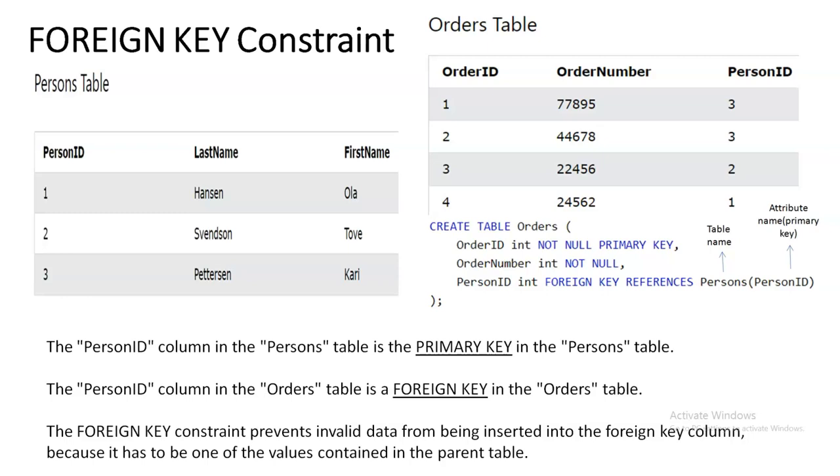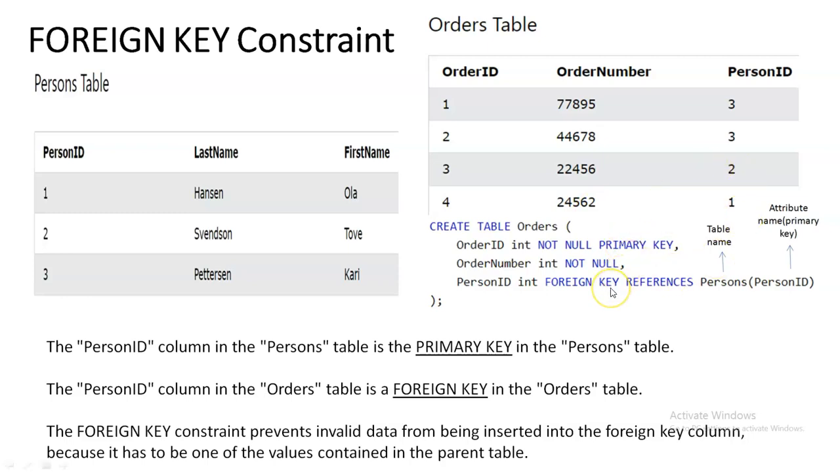Suppose I am trying to insert a record in the orders table with a person ID of 4. In this case, it will violate your foreign key constraint because person ID 4 does not exist in the base table. So if a value is not present in the base table, you cannot insert it in the next table, the foreign key table. So this is one constraint of the foreign key.